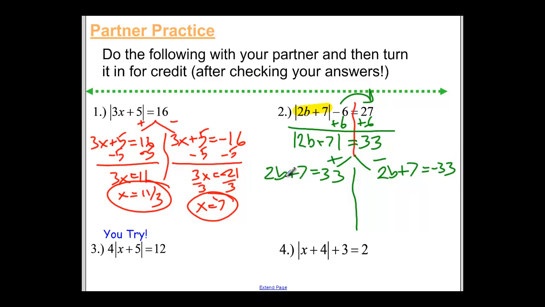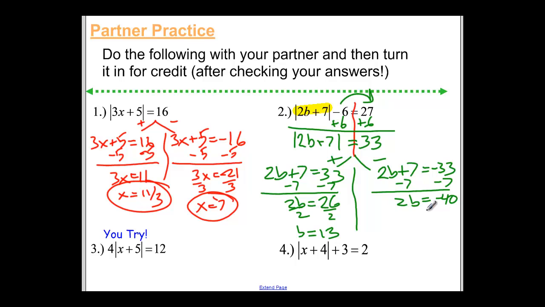Okay, so again, I'm just going to go through the algebra quickly here. So we move that over. 2b is equal to 26. Divide by 2. B is equal to 13. And do the other side. Move the 7 to the other side. 2b is equal to negative 40. Divided by 2, b is equal to negative 20. So again, you get two answers.